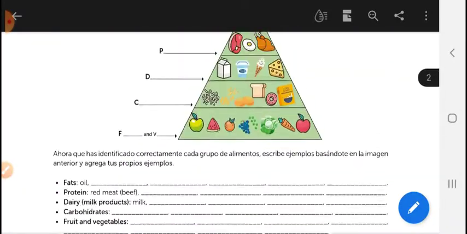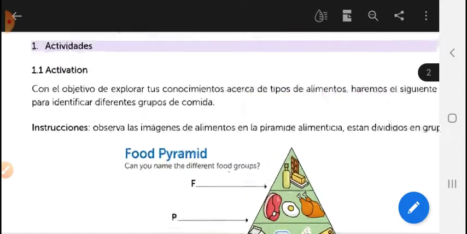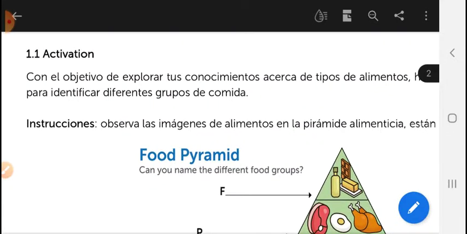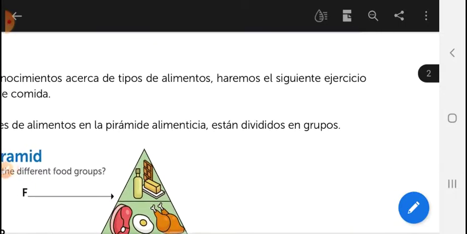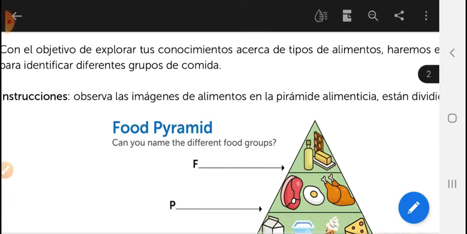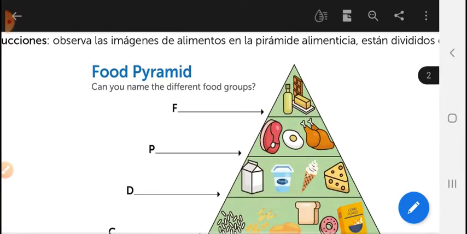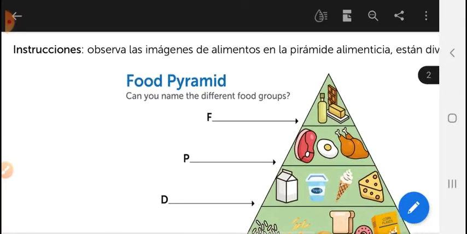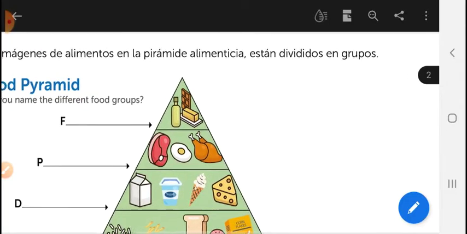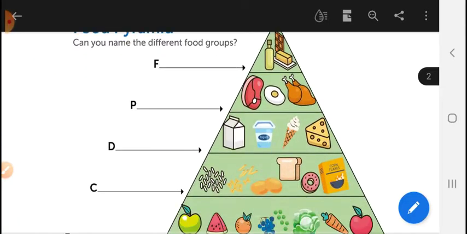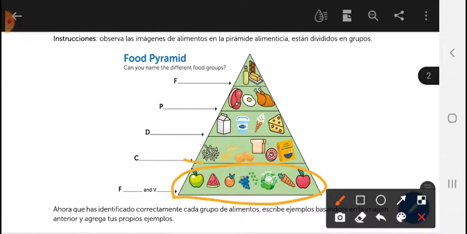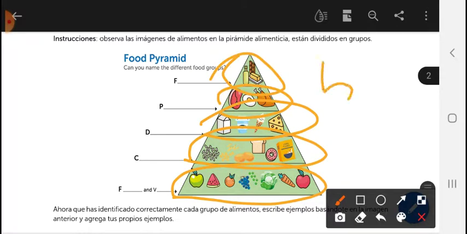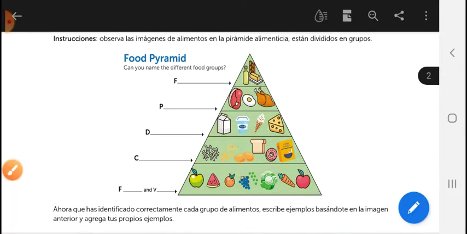So, let's go back to the presentation part. Here, activation. Con el objetivo de explorar sus conocimientos acerca de los tipos de alimentos, haremos el siguiente ejercicio para identificar diferentes grupos de comida. ¿Okay? Instrucciones. Observar las imágenes de alimentos en la pirámide alimenticia. Están divididos en grupos. So each one of these are groups. This is a group, another group, another group, another group, another group. There are 5 groups of food.